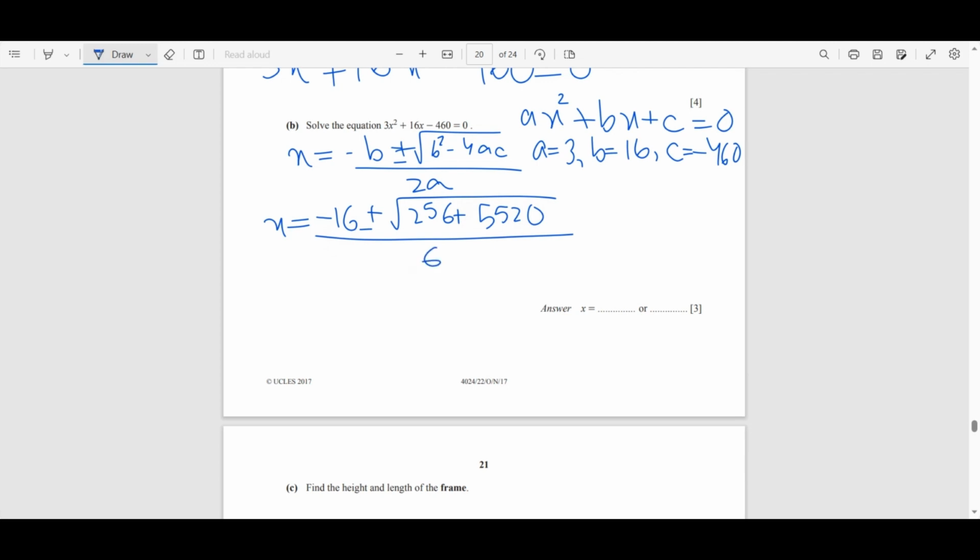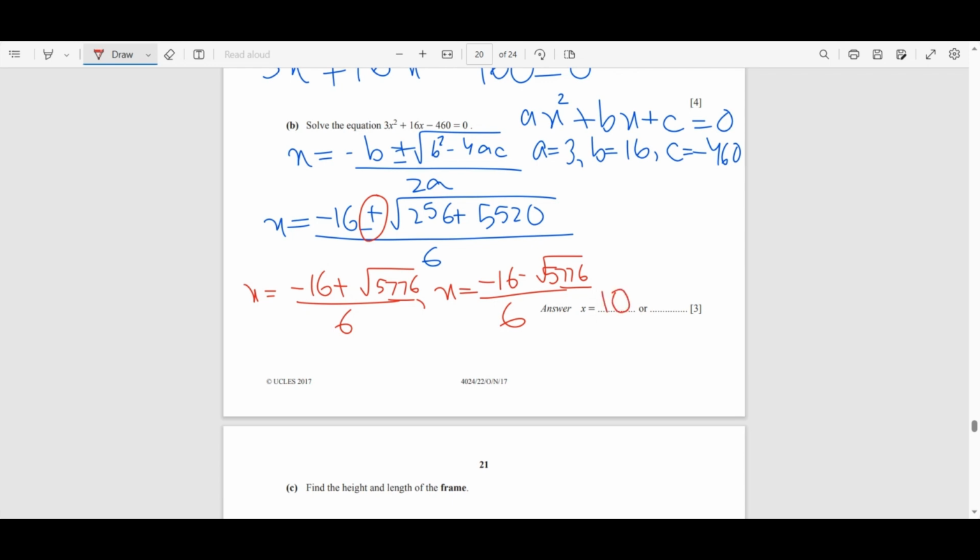Right, so because of this plus minus thing, what happens is that it tells us to write it twice. Like this. So whatever is inside the square root, that is this, so minus 16 plus square root of 5776 divided by 6 gives me 10 whole.